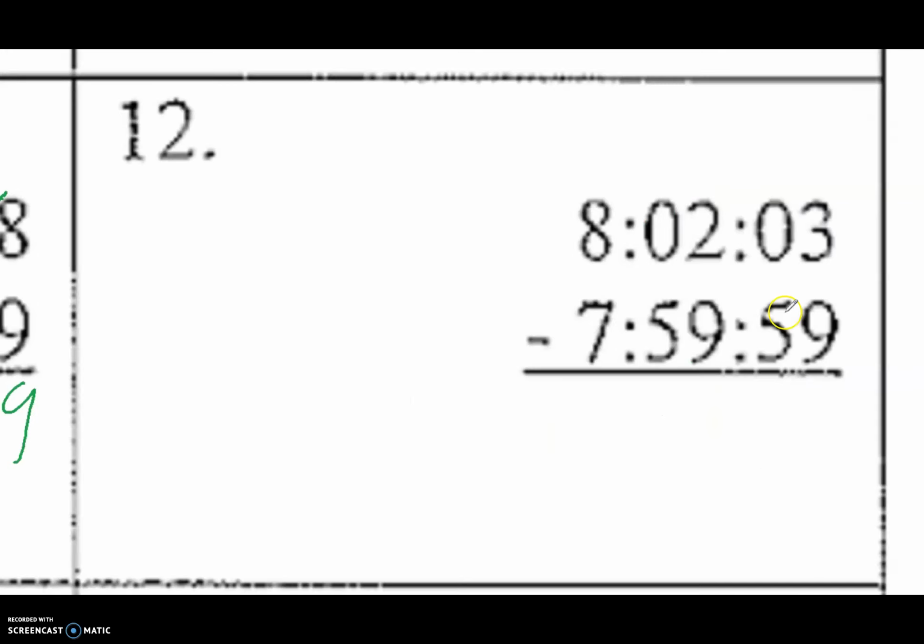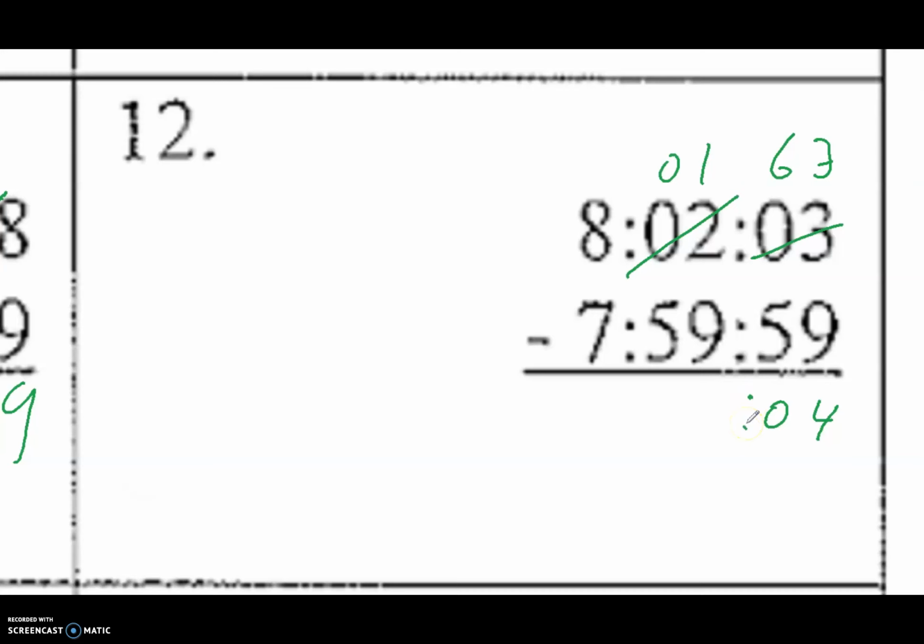Okay, let's slide over to number 12. Here we go. Here's number 12. So again, I am not going to be able to take 59 minutes away from 3 minutes. So I'm going to have to borrow from the 2. The 2 becomes a 1. I add 60 to my 3, which should be easy. 63. 63 minus 59 is 4.